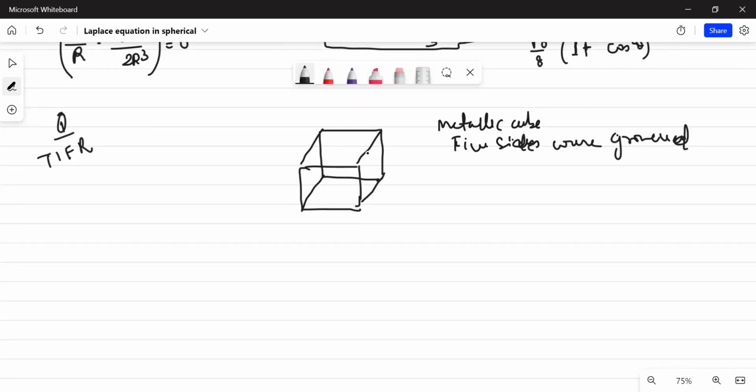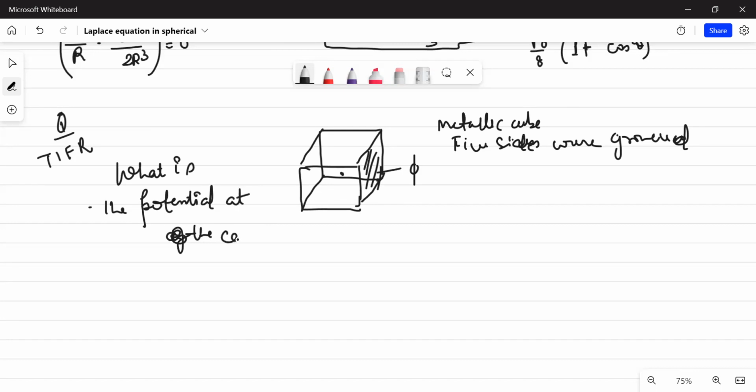So the 5 sides were grounded, and this side was maintained at potential 5. It was asked what is the potential at the center. So how would you do this question?